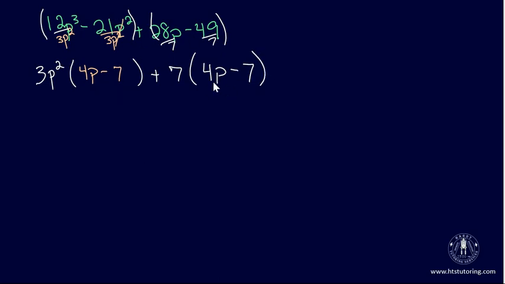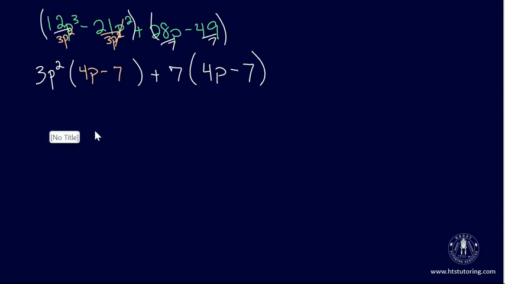If you notice, I have the same thing inside each of these parentheses. And so now I look at this term and this term, and I say, okay, what do they have in common? What's my greatest common factor, essentially, between these 2 terms? What can I factor out? Well, that would be the 4p minus 7. I can factor out a 4p minus 7 from both of these.